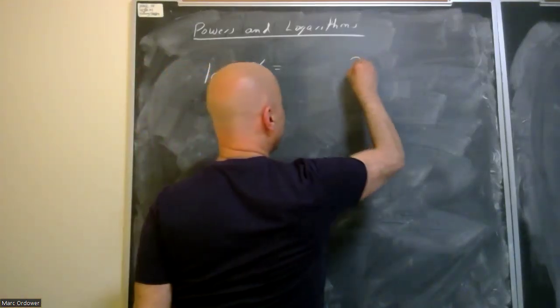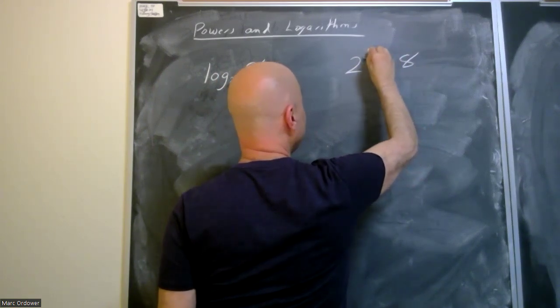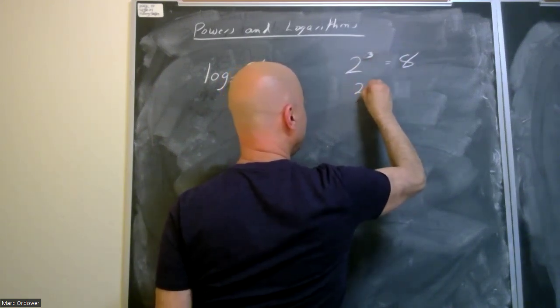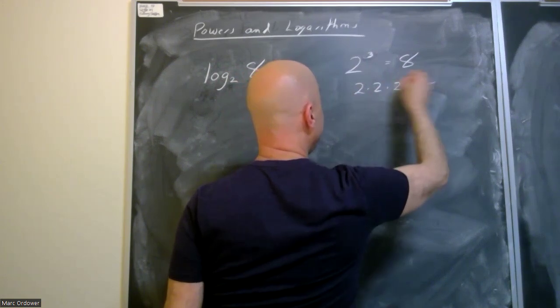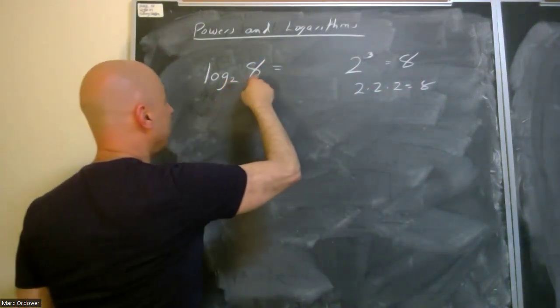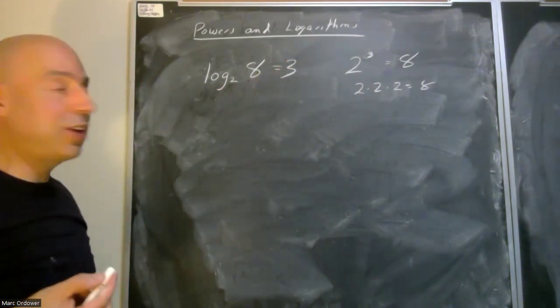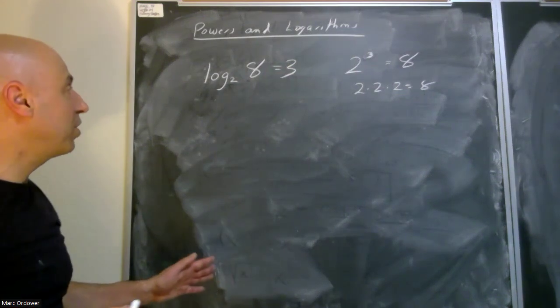So 2 to what power gives you 8? Well, I have to raise 2 to the 3rd power to get 8, because 2 times 2 times 2 is 8. So I have to multiply 2 by itself 3 times. So the log base 2 of 8 is 3. That's all there is to logarithms. That's all there ever was to logarithms.